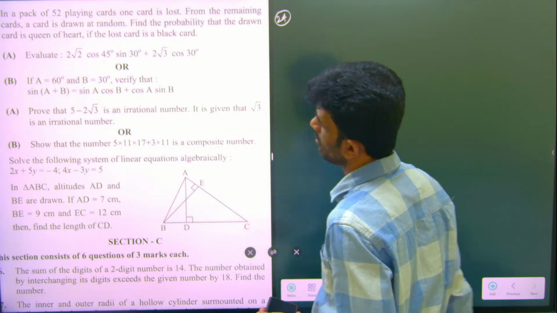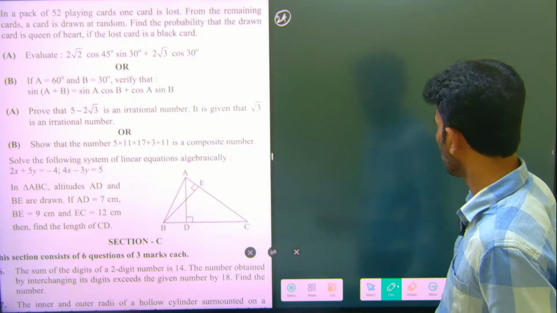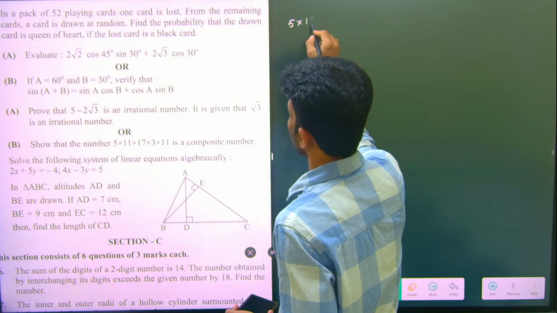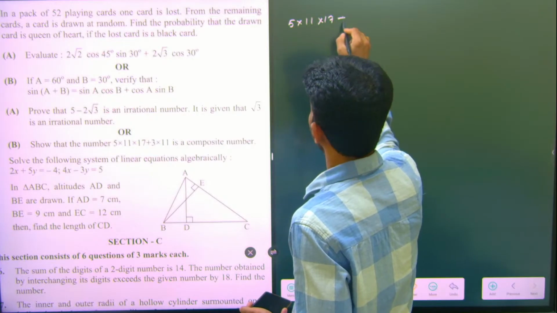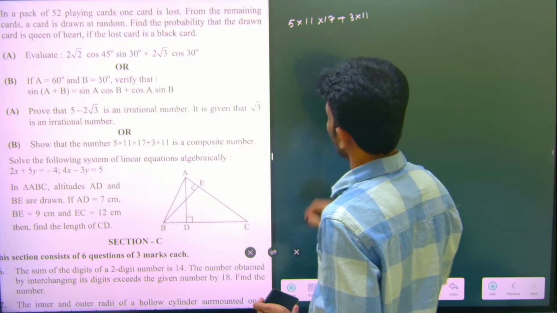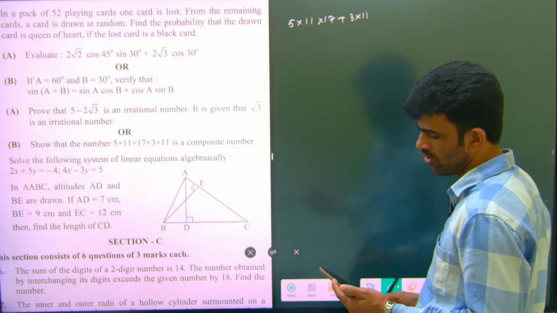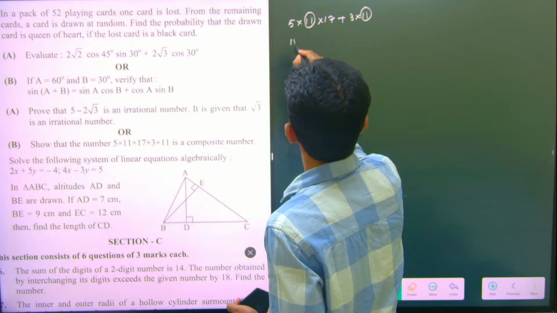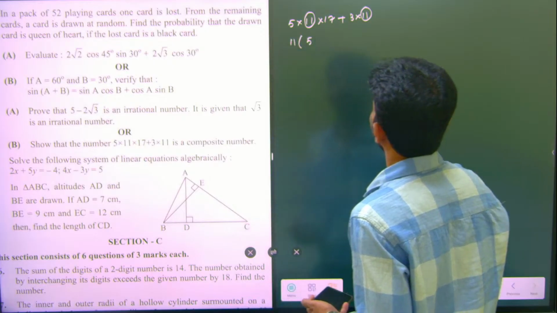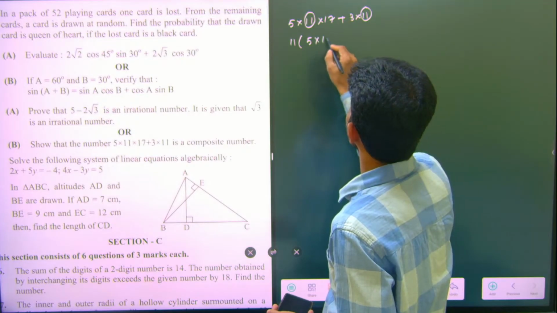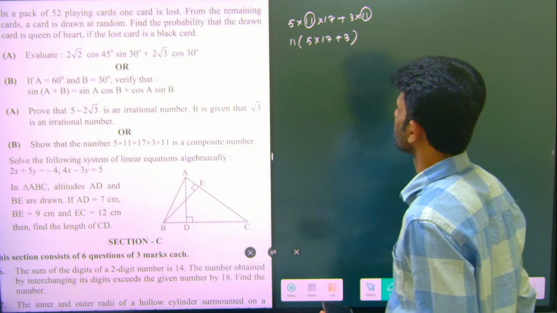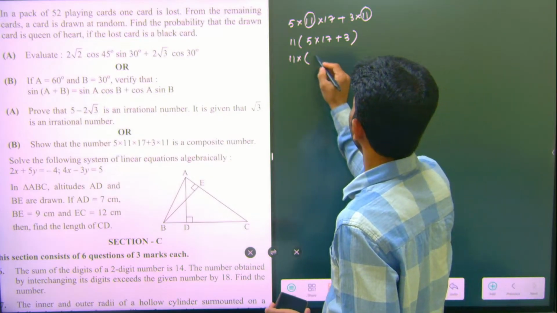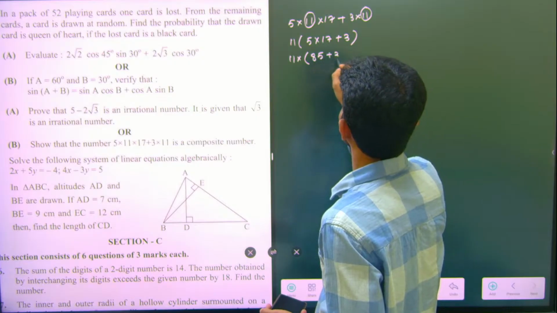24. What is 24? Oh, 23. Our question is also there. Hope you know that also. 5 into 11 into 17 plus 3 into 11. Whenever this type of question comes, you have to check what is common in both. 11 is common in both. So we take 11 common, 11 into 5 into 17 plus 3 will be left. So that is 11 into 5 into 17, 85 plus 3.